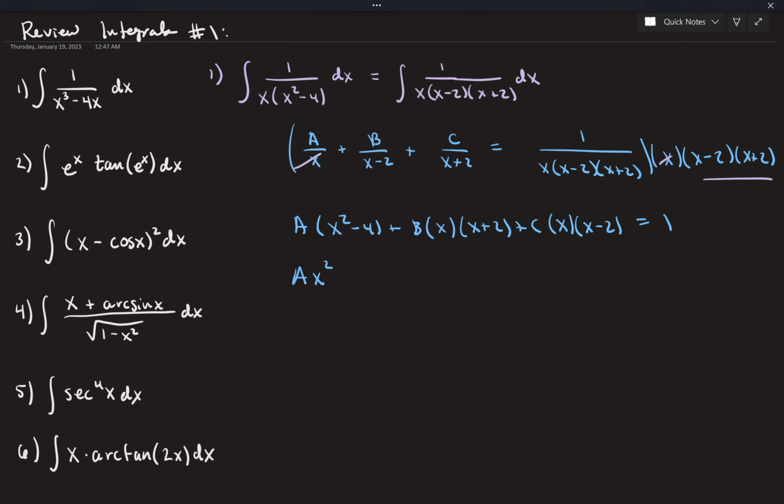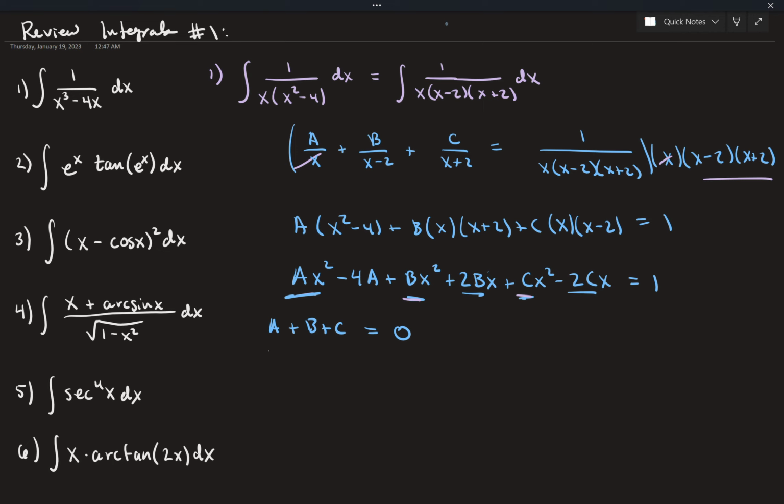So I'll FOIL everything out. Bx squared plus 2Bx, Cx squared minus 2Cx, and that's 1. And then I'll just equate all of my coefficients. A plus B plus C, I have that many x squareds over here. How many do I have on the right hand side? I have 0.